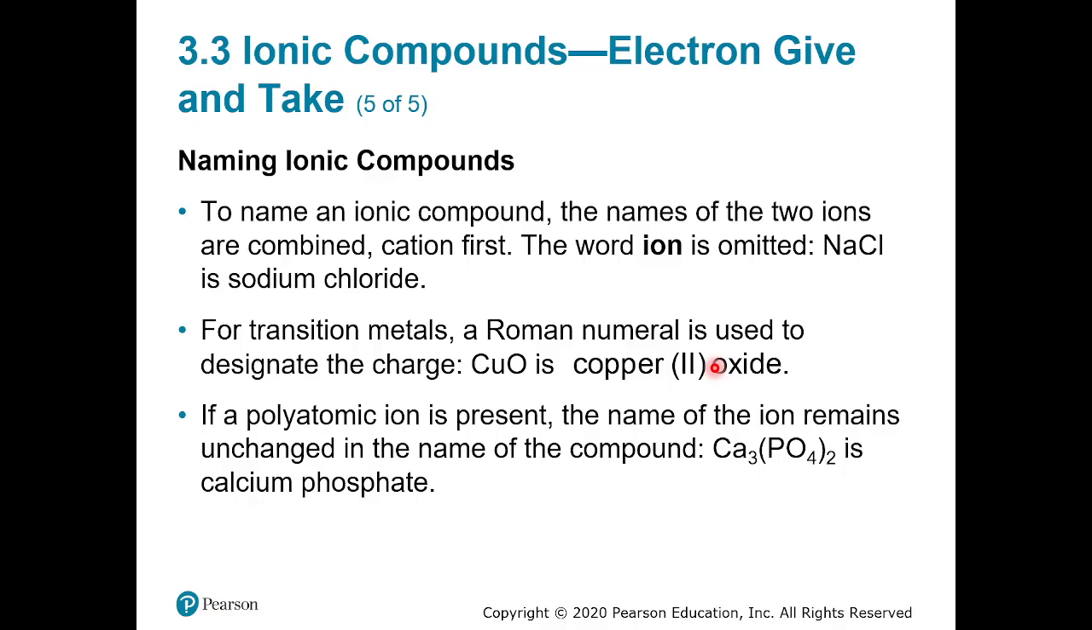All right, so for the name of an ionic compound, the names of the two ions are going to be combined. You'll put the cation first. You don't actually need to put ion in these cases because you already know it by the second one. For example, NaCl, this was sodium chloride, table salt. Notice we didn't put sodium ion, we just put sodium. You know it's ionic because it has chloride after it.